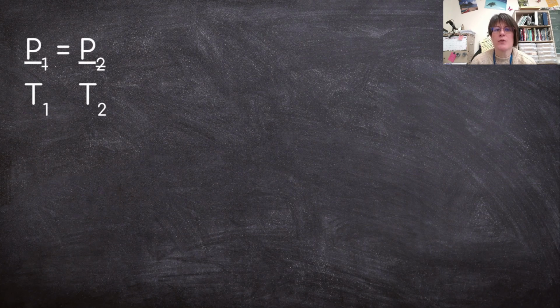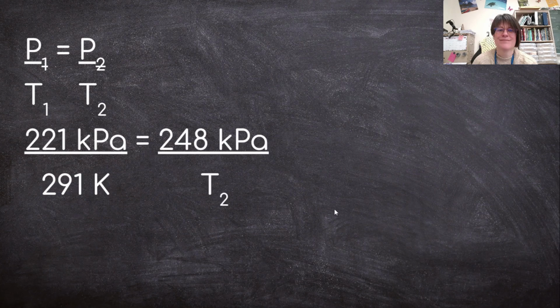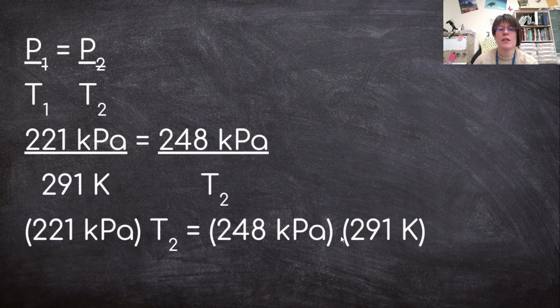For this problem, I start with my equation, P1 over T1 equals P2 over T2. I substitute in my values. 221 kilopascals over 291 Kelvin equals 248 kilopascals over T2. Now, for this type of problem, I'm going to cross multiply to rearrange the equation. So when I cross multiply, I get 221 kilopascals times T2 equals 248 kilopascals times 291 Kelvin.